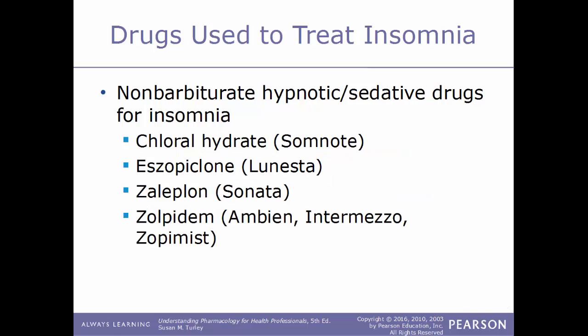Some examples of this kind of drug would be chloral hydrate, known by the trade name Somnote, eszopiclone, known by the popular trade name Lunesta, zaleplon, also known by the trade name Sonata, zolpidem, known by its very popular trade names Ambien, Intermezzo, and Zolpimist.